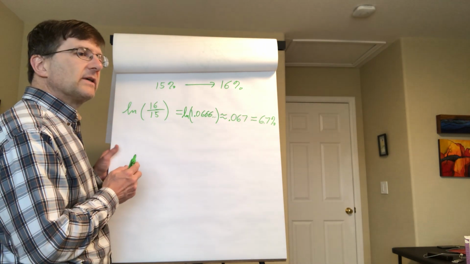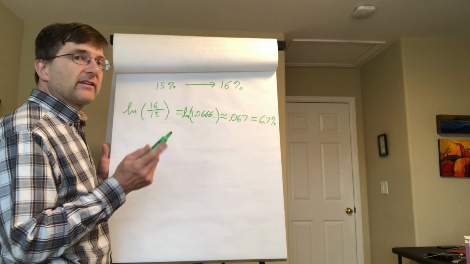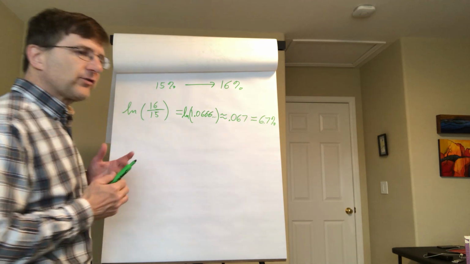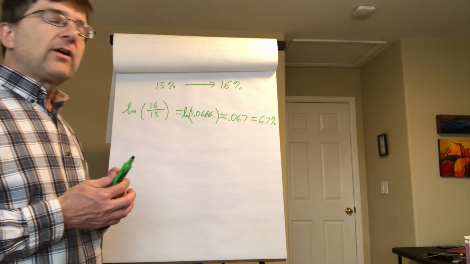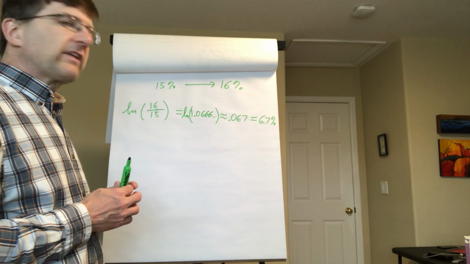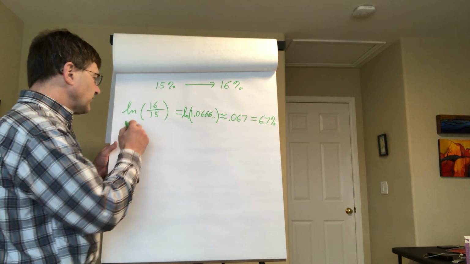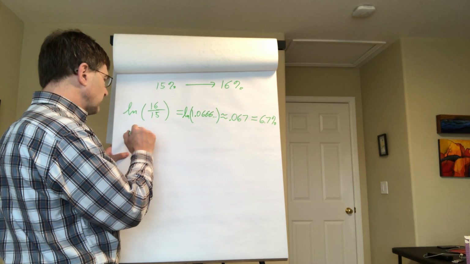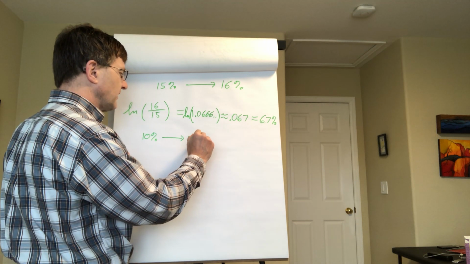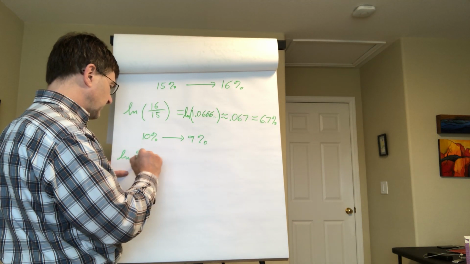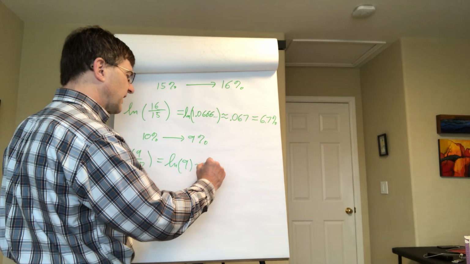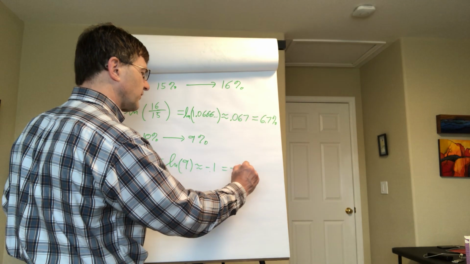All right, let's do a few more. By the way, at this point, you should try to do some on your own: stop the video, try to do it on your own, see what you get. I think one of the exercises that I've sent you the link to has you doing some of these things. Okay, so let's suppose it goes from 10% to 9%. Then we take log of 9/10. That's log of 0.9. That's approximately minus 0.1, equals minus 10%.